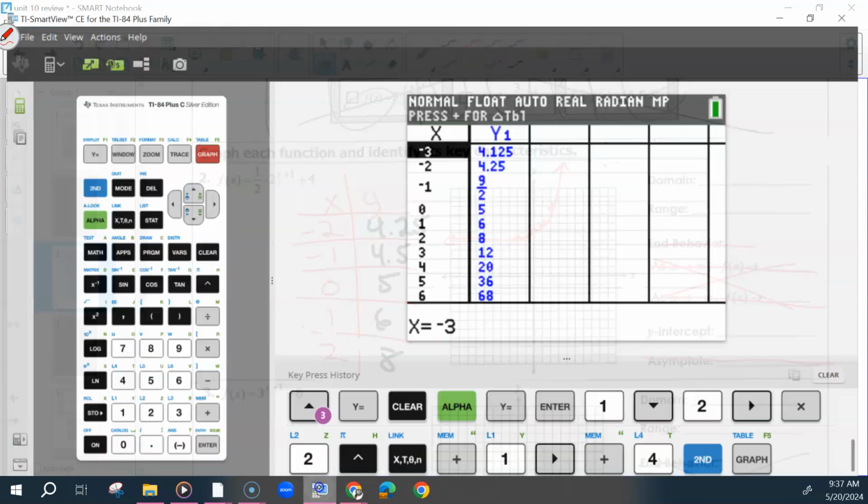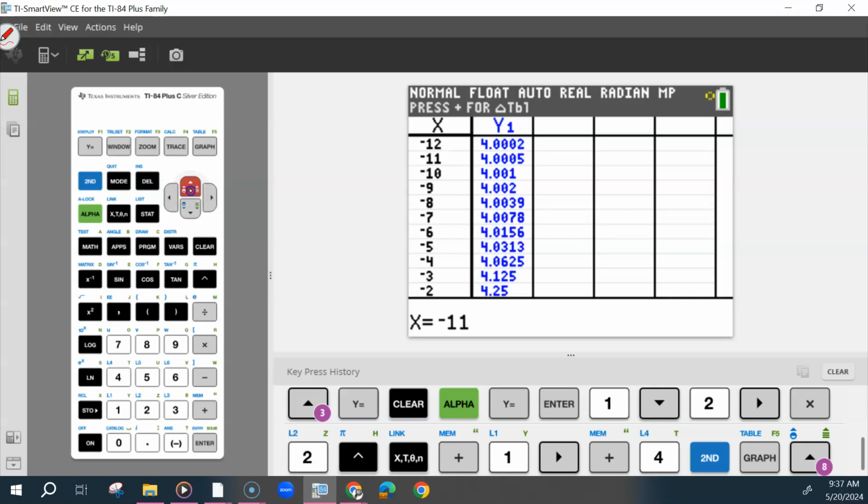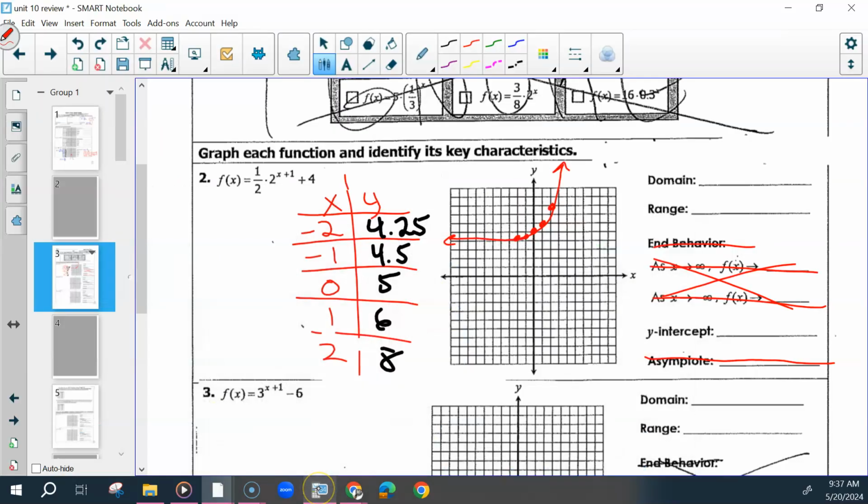In your table, as you keep going up, you'll see it gets closer and closer to 4. Eventually it just says 4, but remember, if we were on Desmos, it would look like it's not actually touching 4. So it needs to get really, really close to 4, but not actually touch it. Mine looks like it's touching it, but.